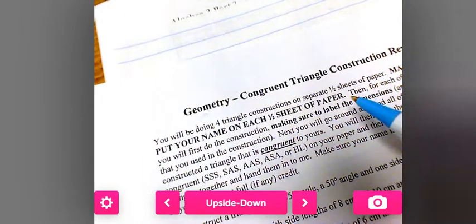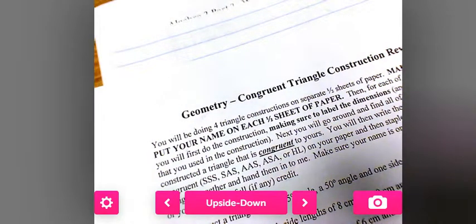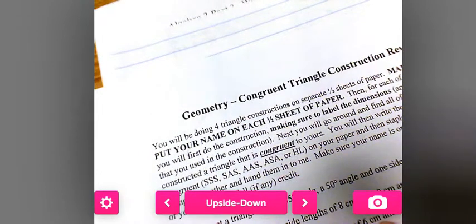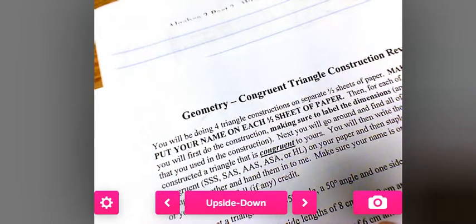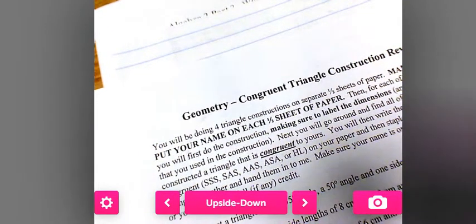Next, you will go around and find all the people that have constructed triangles that are congruent to yours. You will then write the reason they are congruent, such as side, side, side, side, angle, side, angle, side, angle, or hypotenuse leg, on your paper, and then staple all of your group's triangles together and hand them to me. Make sure your name is on the paper and the reason, or you will not get any credit.